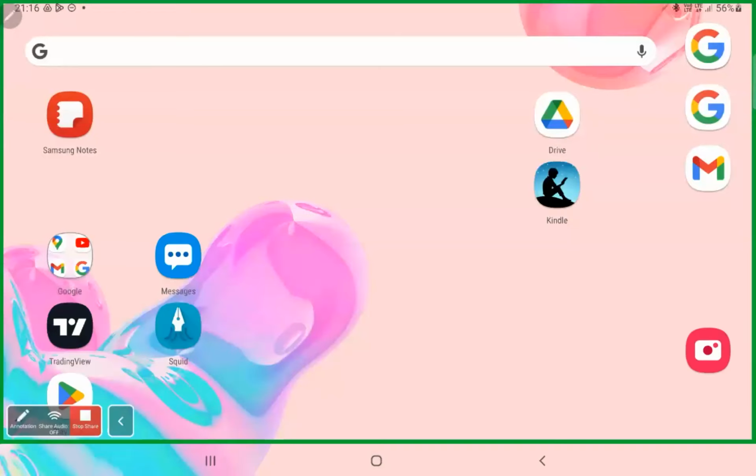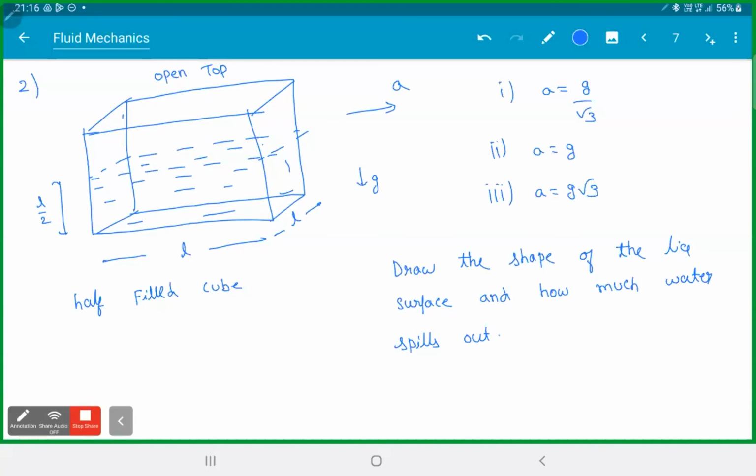How do you do this? I hope everyone got the idea, right? What will happen? The water will actually make an angle like this. It will be bent. Draw the shape of the liquid and how much liquid will spill out. Try. Again, if you think about it, I just taught you one concept. The liquid surface is perpendicular to the net force. Bas. I didn't teach you anything. We can play around this much with this. Try. I'll give you a minute or two.